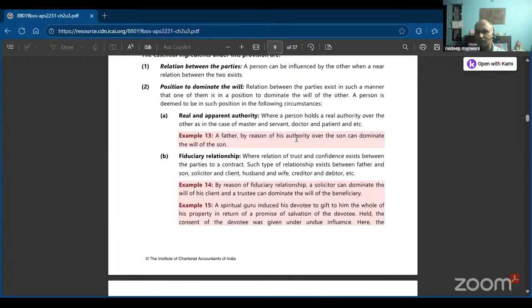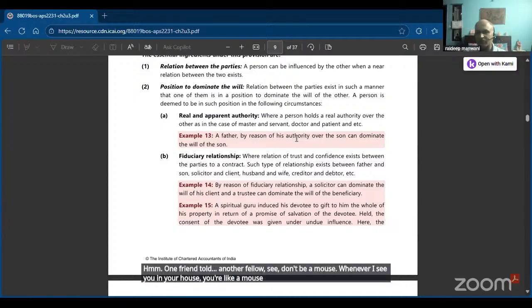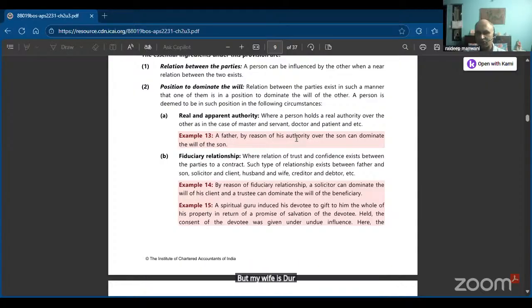it's the opposite. One friend told another fellow, "See, don't be a mouse. Whenever I see you in your house, you're like a mouse in front of your wife." He told, "No, no, I'm like a lion, but my wife is Durga. She sits on me and she drives me." Navratri is going on, no?